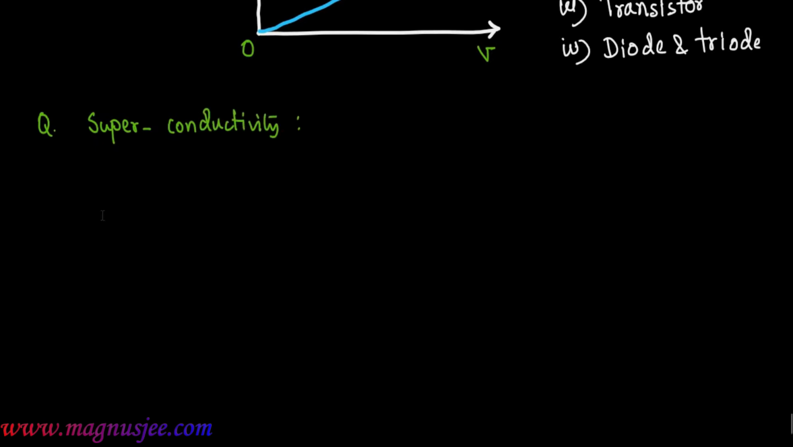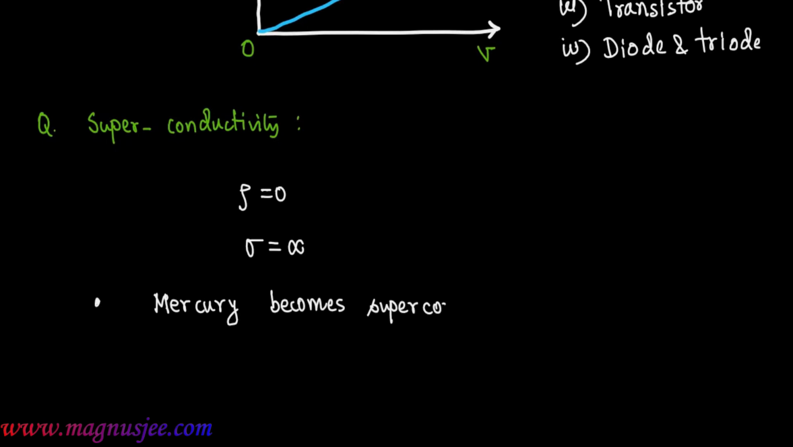Next topic, what is superconductivity? For a superconductor, resistivity rho is 0 and conductivity sigma is infinity. That means a superconductor has infinite conductivity. Mercury becomes a superconductor at 4.2 Kelvin absolute temperature. What are the uses of a superconductor?